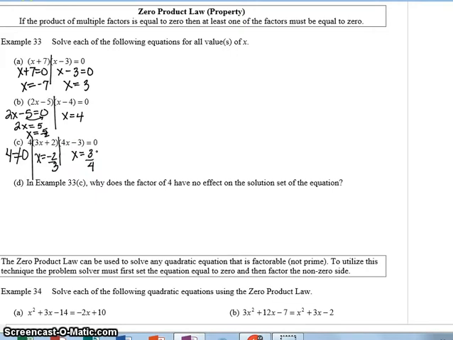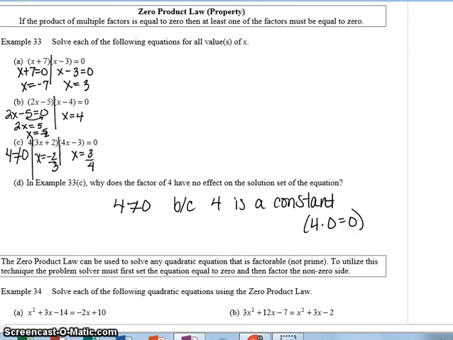Part D says, in example 33C, why does the factor of 4 have no effect on the solution of the equation? Well, guys, 4 is a constant. Because 4 is a constant, 4 can't equal 0. Think about that: 4 times 0 is 0.